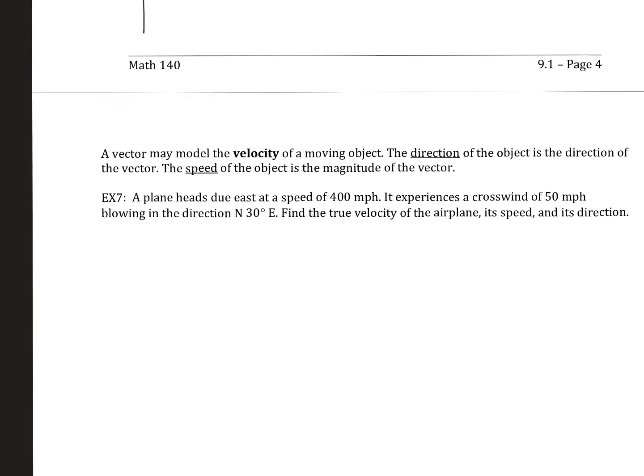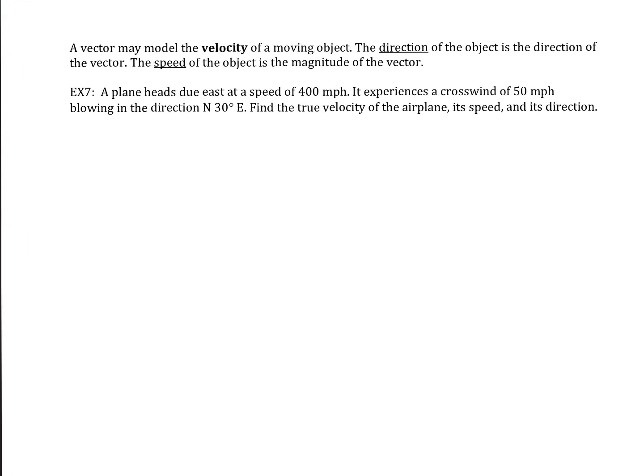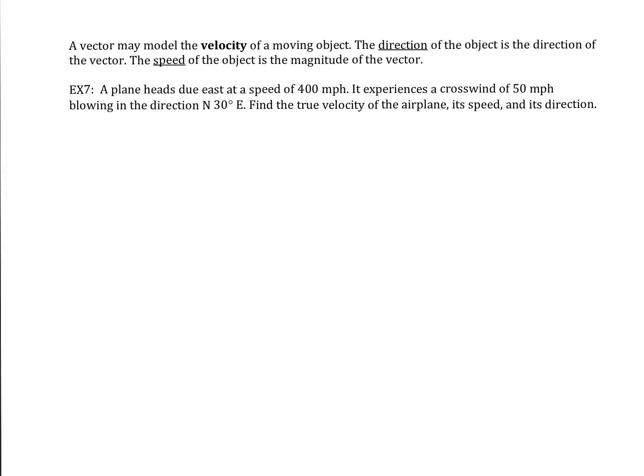Okay, so a vector may model the velocity of a moving object. The direction of the object is the direction of the vector. Okay, so if you have an object flying in this direction, the vector would also be heading in that direction. The speed of the object is the magnitude of the vector. Okay, so speed and magnitude, and once again, magnitude is also the same as length, if you recall.